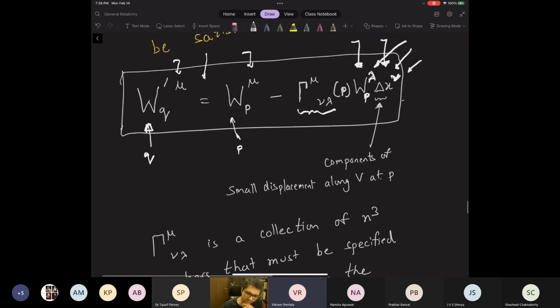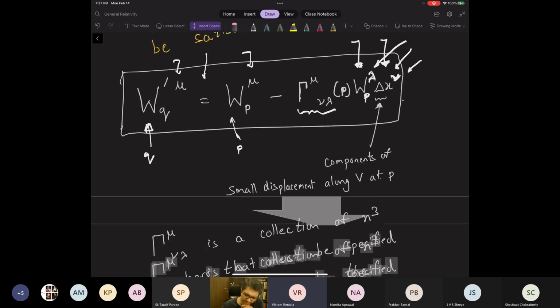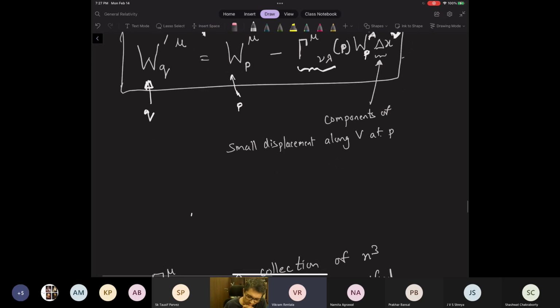So this is an equation for a particular mu-th component of the vector. Let me draw this to make it clear. This is a point P, and this is a point Q. Let's imagine getting from P to Q. I'm just drawing it in a coordinate dependent way. So I could go like this: this is displacement delta x1, this is the displacement delta x2, and this is the net displacement.